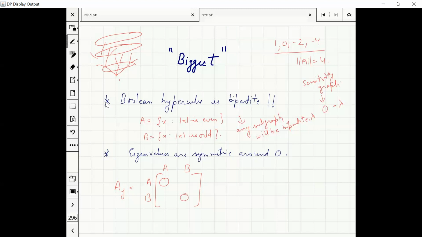And then if the matrix in one remaining quadrant is G, what is the matrix in the other remaining quadrant? G transpose. Why? Because if u is adjacent to v, then v is adjacent to u. A of F is symmetric. So my matrix looks like this. And now what you can check is that suppose lambda is an eigenvalue, right? My claim is that minus lambda is also an eigenvalue. What will be the eigenvector for that?